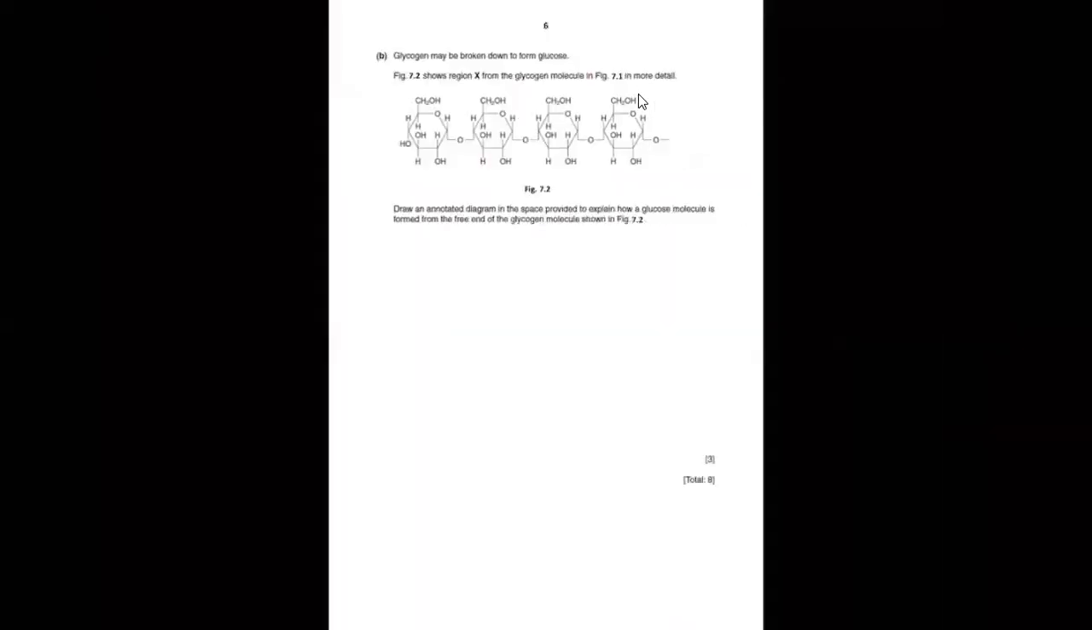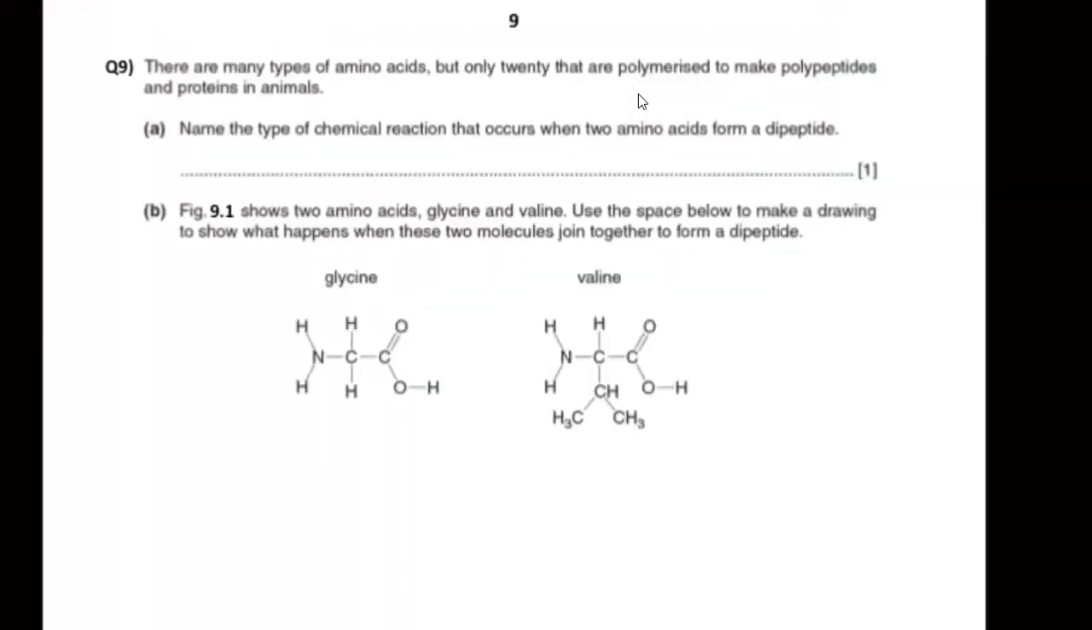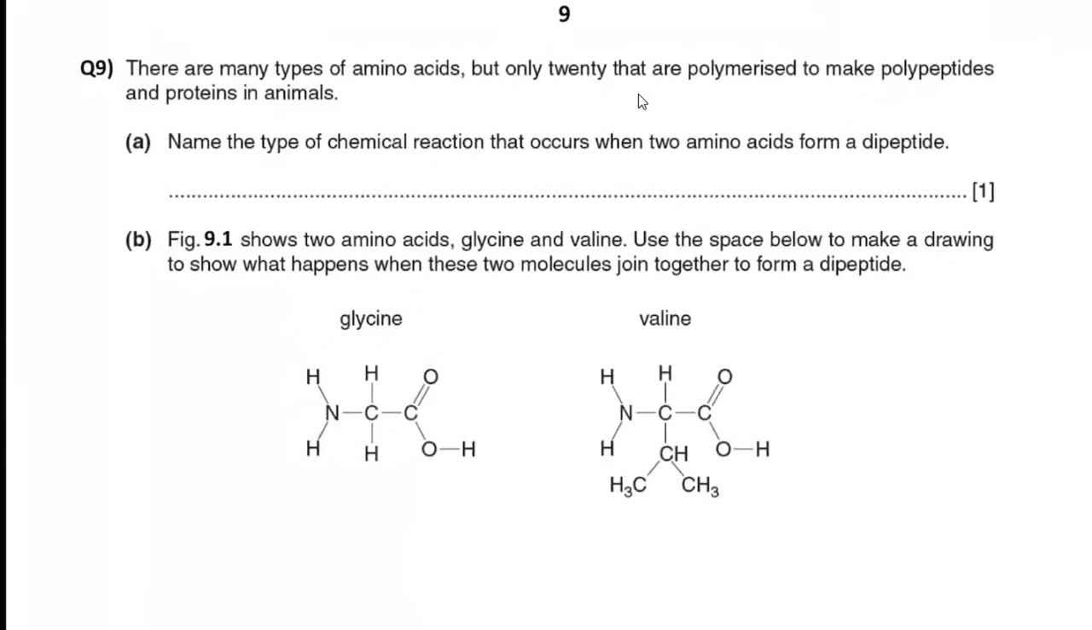अच्छा, ठीक है. तो अगर हम थोड़ा सा jump मारें और हम इस question पे आ जाएं, because we are doing this topic. So let's do it together, both of us. There are many types of amino acids, but only 20 that are polymerized to make polypeptides and proteins in animals. Name the type of chemical reaction that occurs when two amino acids form a dipeptide. Miss, condensation reaction. Very good, condensation reaction.